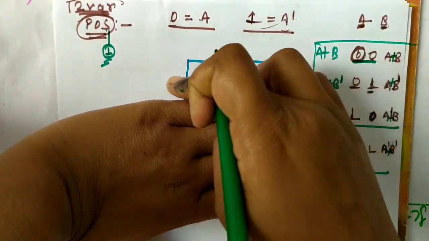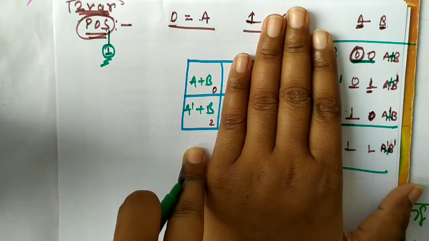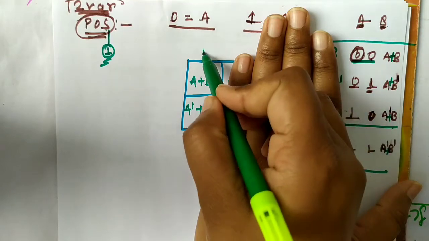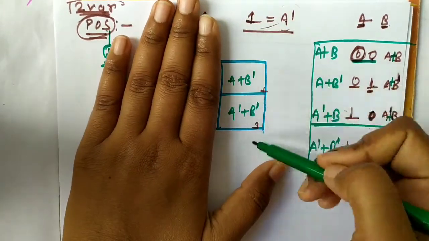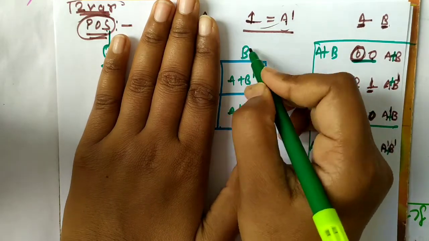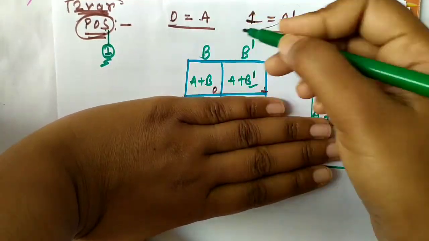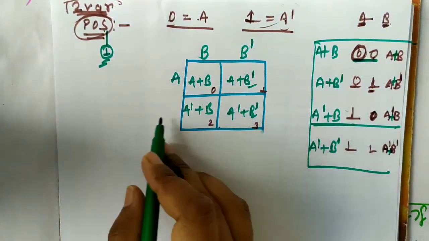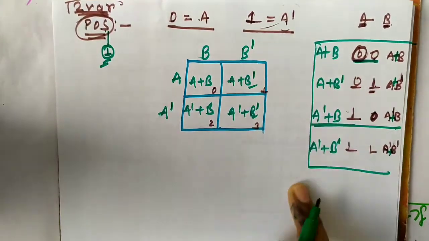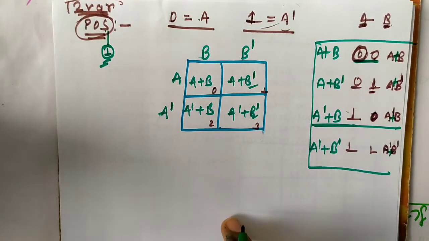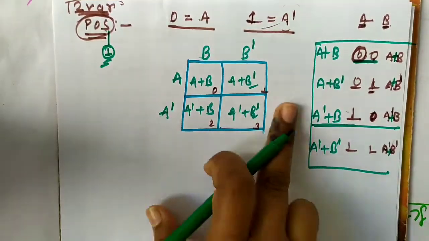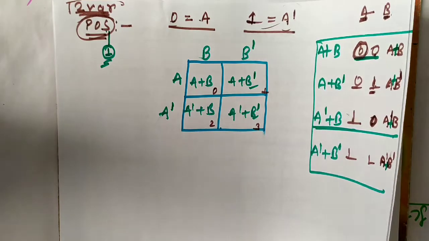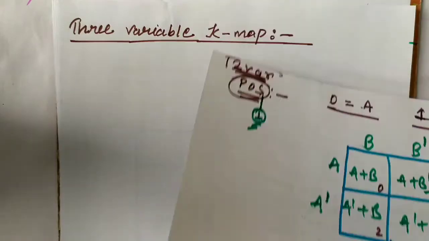For the column, firstly we see the column. In this column, which value is the same? B is the same, so we have to write B here. For this column, B dash is the same, so we write B dash. For this row, the value of A is the same, and in this one the value of A dash is the same. This is the map of 2 variable for POS.